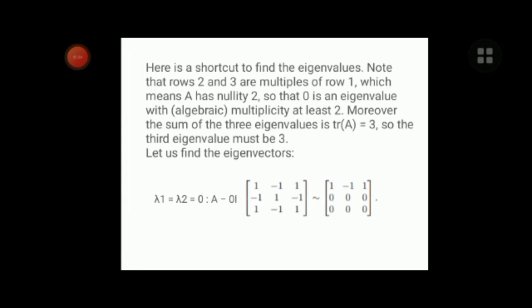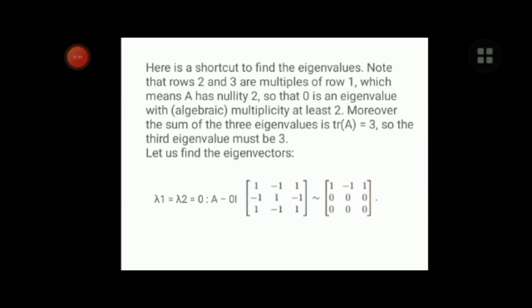Here is a shortcut to find the eigenvalues. Note that rows 2 and 3 are multiples of row 1, which means A has nullity 2, so that 0 is an eigenvalue with algebraic multiplicity at least 2. Moreover, the sum of the 3 eigenvalues is the trace of matrix A, which equals 3. So, the third eigenvalue must be 3.